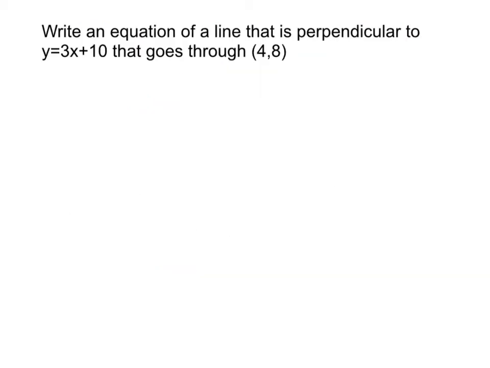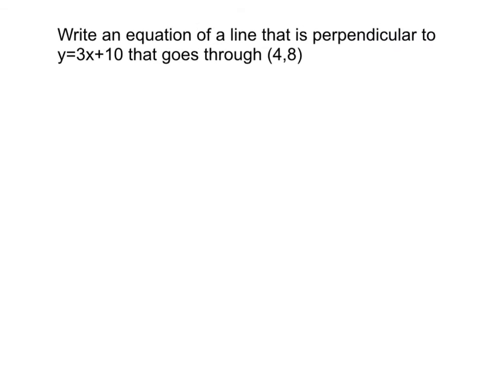So we're going to look at being able to write an equation of a line that's perpendicular to y equals 3x plus 10 that goes through (4, 8). So I'm going to sketch out what this might look like. We have an equation, y equals 3x plus 10. That equation has a y-intercept of 10, slope of 3.